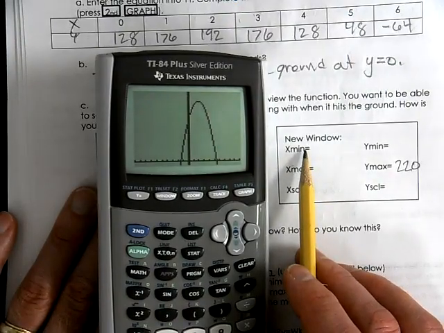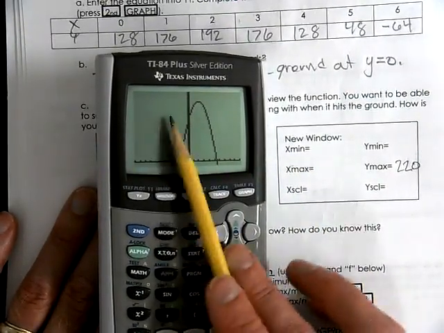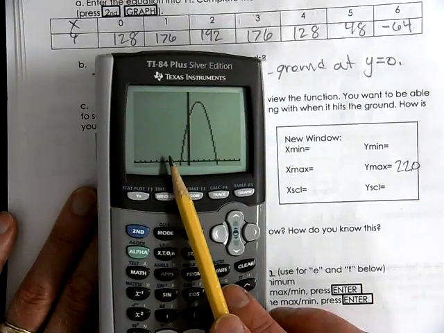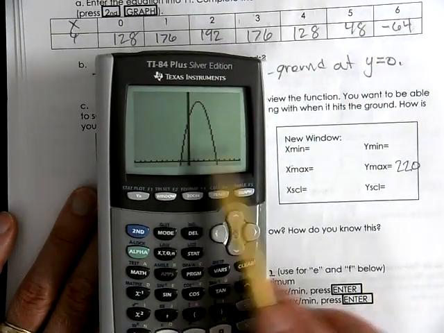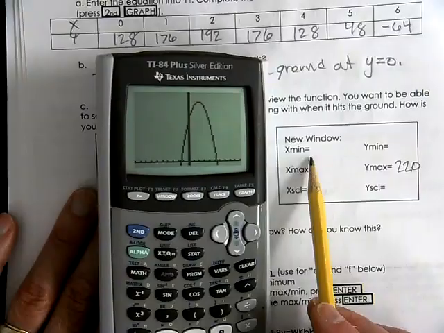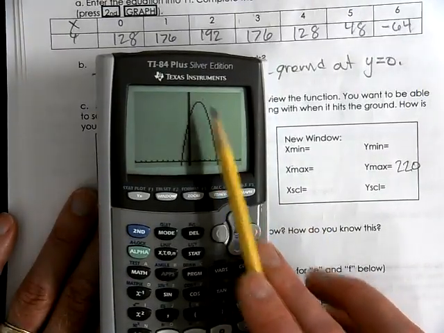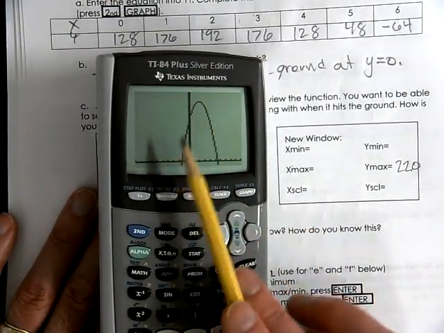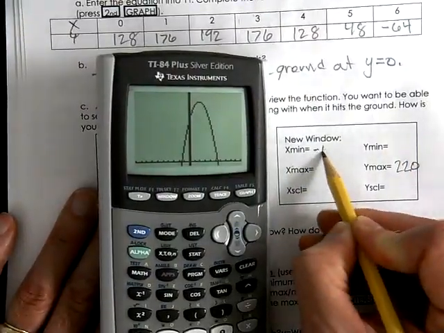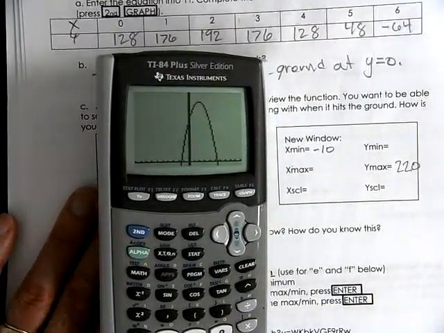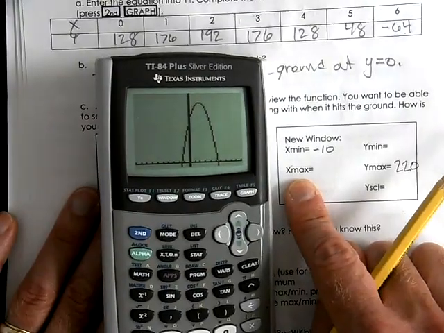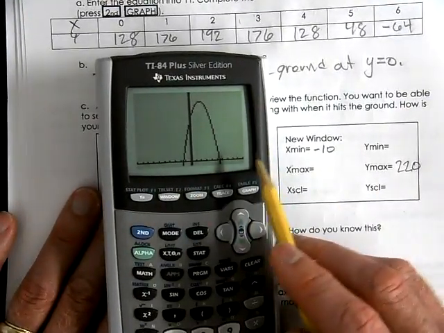Your X's are standing for time. We don't need to see any negative time. But you don't overly have to change it. We'll be able to get our maximum and our 0, and this can all still be here. So I wouldn't mess with even thinking about changing it. The maximum for X, that's far enough out there.